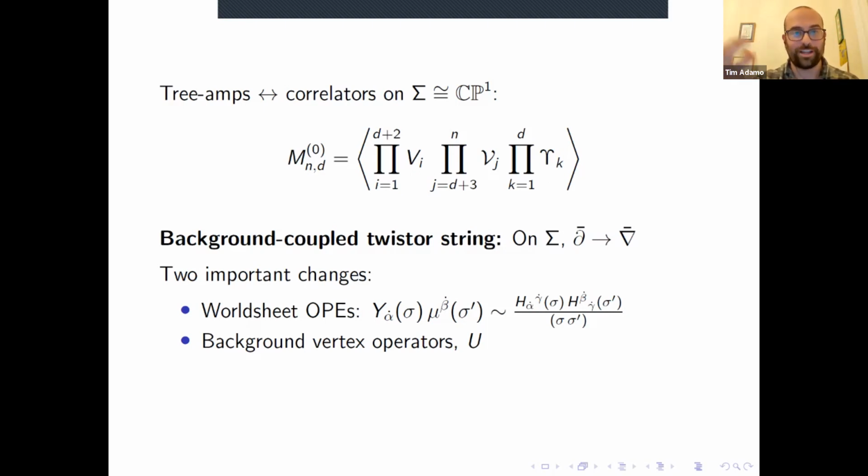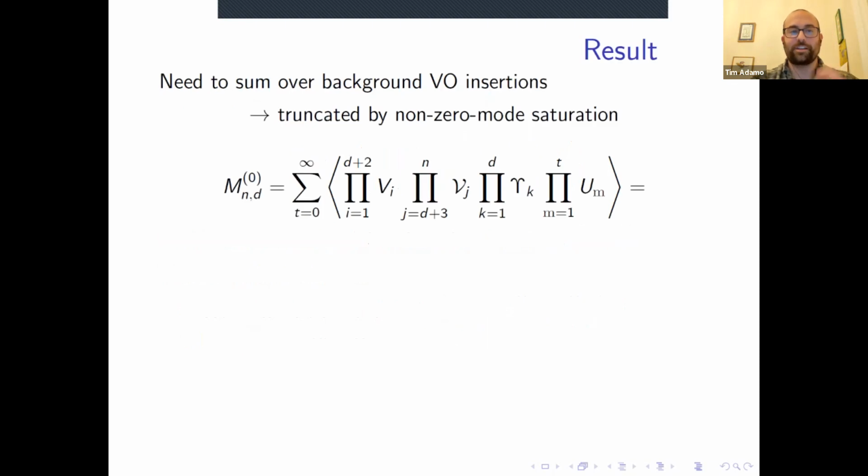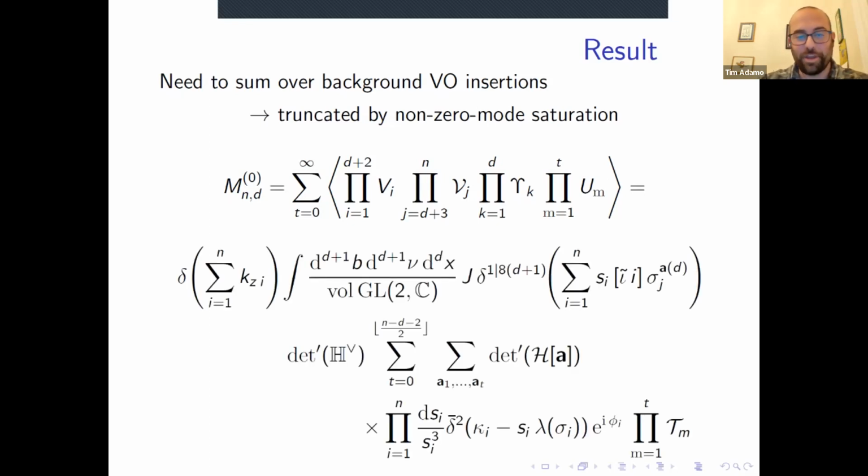And also you pick up a new class of vertex operators, which encode the background field itself or perturbations of the background field itself. So you need to sum over all the different ways of putting these vertex operator insertions down. The background vertex operators themselves don't introduce any new moduli. So a priori, you could have an infinite number of them. But it turns out that that sum is truncated by non-zero mode saturation. So this is what a generic correlator in the background coupled twistor string looks like. That sum, in fact, truncates, and you get a very explicit formula for any n. I've written this in terms of momentum eigenstates.